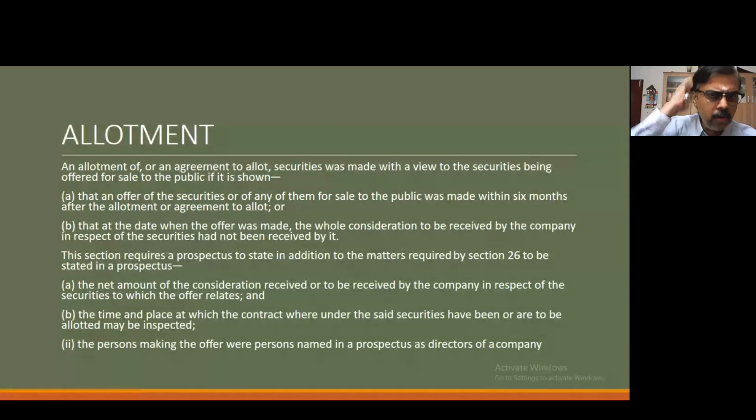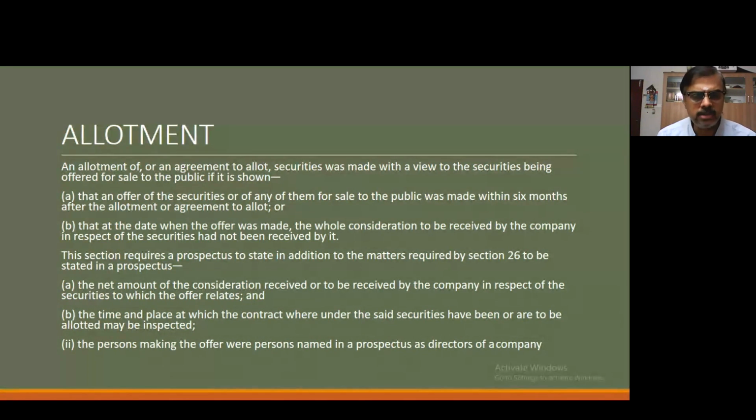So an offer of securities or any of them for sale to the public was made within 6 months after allotment or agreement to allot, and that at the date when the offer was made, the whole consideration is yet to be received. Very important. Normally, at application stage, you collect some money, and at allotment stage, you collect some money, and then you allot. So they are talking about the allotment money not having been received by you at that time.